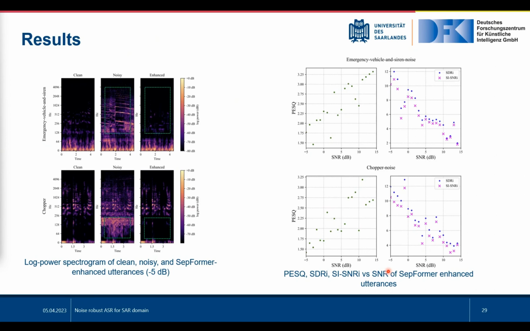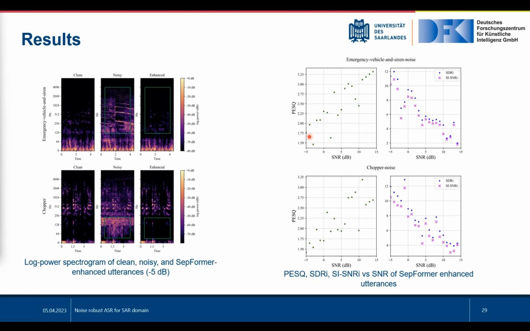Now we do some visual analysis. On the left, we show a log power spectrogram of clean, noisy, and SepFormer enhanced utterance for two noise types, emergency vehicle siren and chopper. And we inspect how the noise was eliminated upon enhancement, and you can see these bright patches being removed or eliminated.